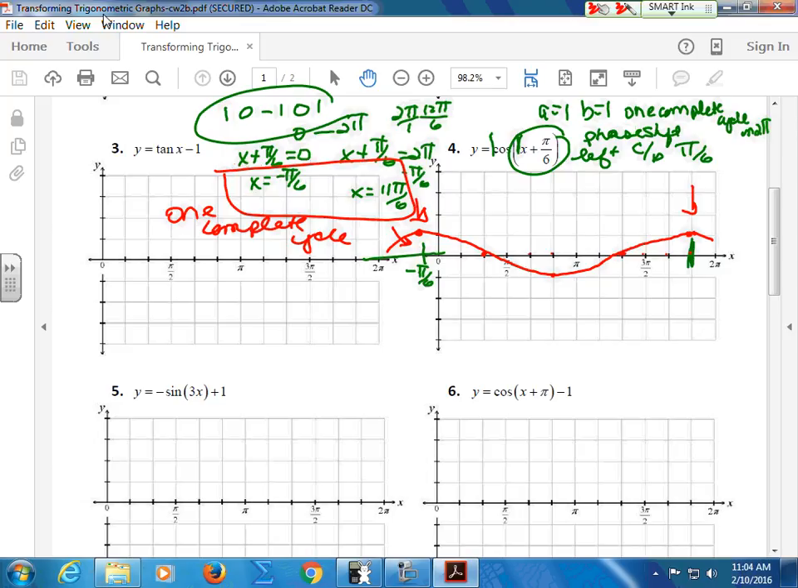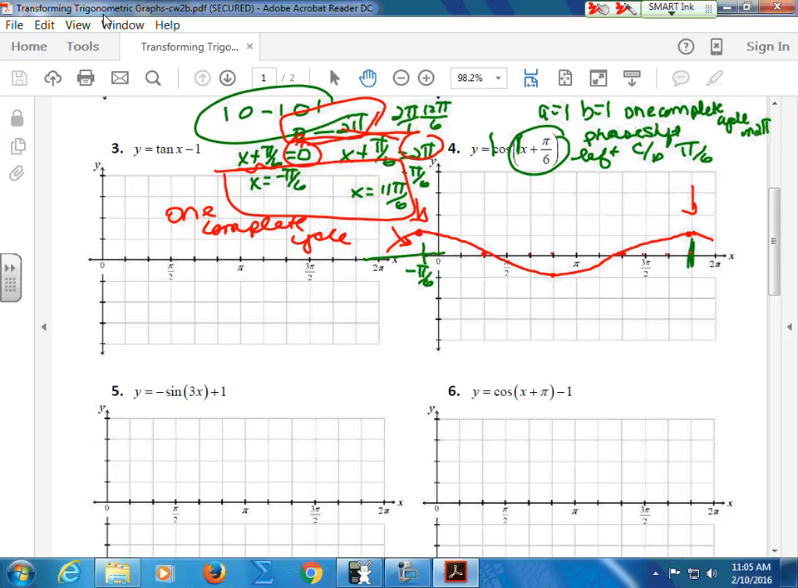So you subtract pi over 6 from 2 pi? Both. Our normal curve goes from 0 to 2 pi. So we just take whatever's in our phase shift, set it equal to 0, set it equal to 2 pi, and that'll give us one complete cycle.